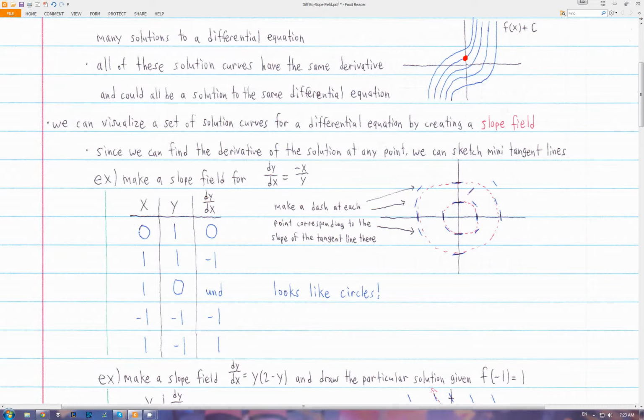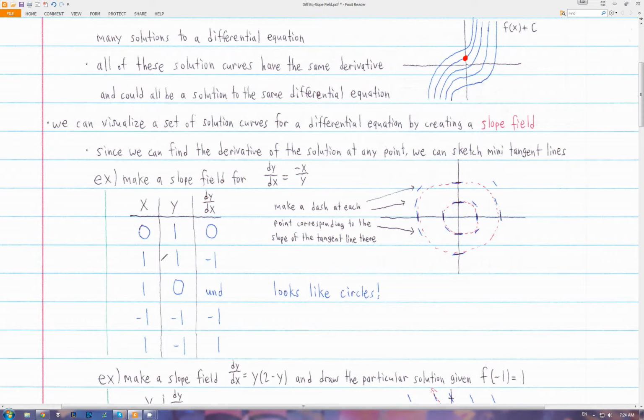So for example, we have the differential equation dy/dx equals negative x over y. So we can plug in various points. So at 0, 1, the derivative will be 0. So we go to 0, 1, and then we draw a horizontal line, because if the slope of the tangent line on the solution curve is 0, it must look like this. It must be horizontal at that point.